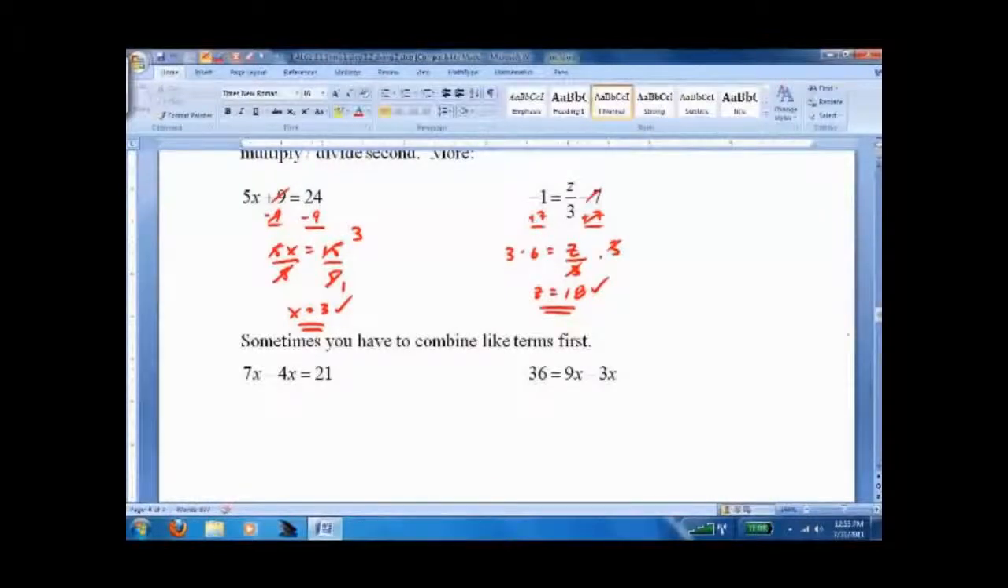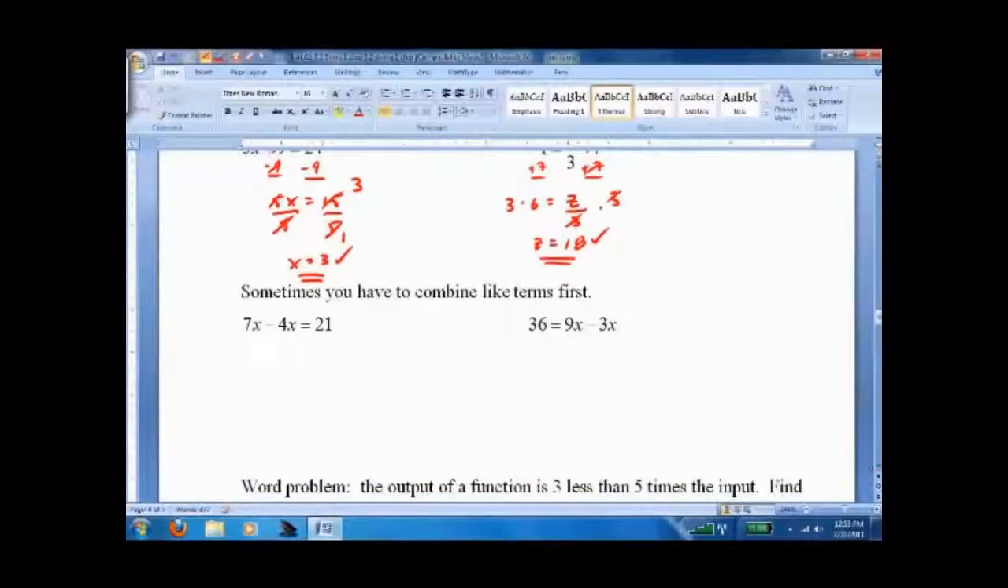Now, we did the distributive property, and we talked about combining like terms. Sometimes you have to combine your like terms first. And if you have multiple terms, you must combine them first. It's just not always in the equation, so look for it. 7x minus 4x is 3x. Divide by 3. Divide by 3. You can see things are starting to go a lot faster. X equals 7. 7 times 7 is 49, minus 28 is 21.